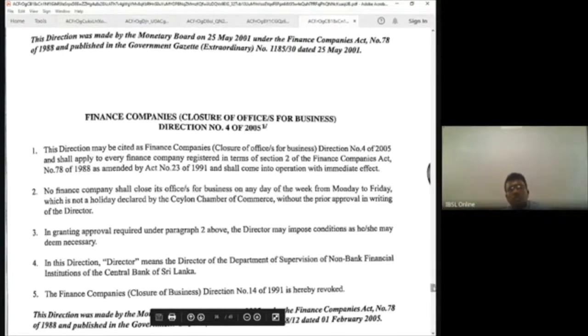Finance companies close off business. No finance company shall close its office for business on any day of the week from Monday to Friday, which is not a holiday declared by Ceylon Chamber of Commerce, without the prior approval in writing of the director. Okay, so you cannot close business without prior approval from the director if it's not a holiday declared by the Chamber of Commerce.